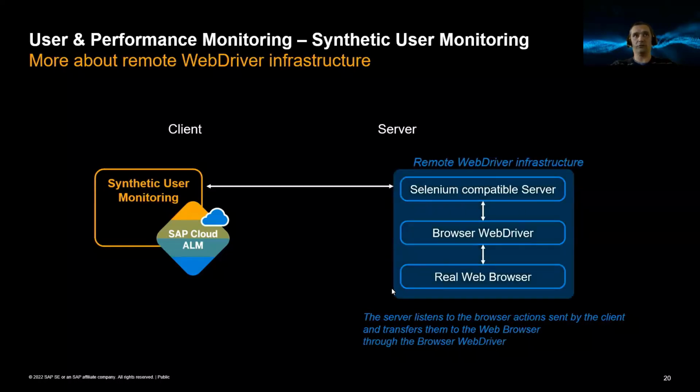This trio of components is what represents somehow the minimum remote WebDriver infrastructure. Yeah, so this is the minimum brick for a runner. Again, the only requirement is that it must be accessible via an HTTPS connection.